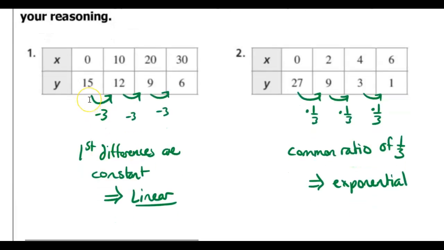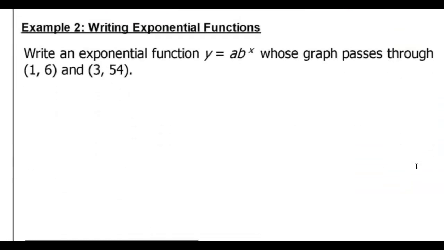Okay, so on this first problem right here, the y values are being subtracted by 3 every time. So as x increases by 10, y decreases by 3. And so that means that it's linear because the first differences were constant. On the second problem, it's multiplying by 1/3 every time. So that's a common ratio of 1/3. And when it's a common ratio, meaning it's multiplied by the same number every time, then it's exponential. To be more specific, this is exponential decay because the 1/3 is a number that is between 0 and 1. That's what makes it decay.